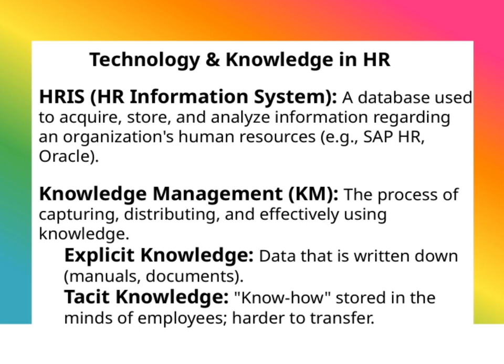Explicit knowledge is the kind that's documented, like manuals, reports, or procedures. It's easy to write down and share. Tacit knowledge, on the other hand, is more about know-how, the skills and insights stored in the minds of employees. This type of knowledge is harder to transfer because it's often based on experience and intuition. Understanding these concepts helps us see how technology supports HR functions and how managing knowledge effectively can lead to better organizational performance.